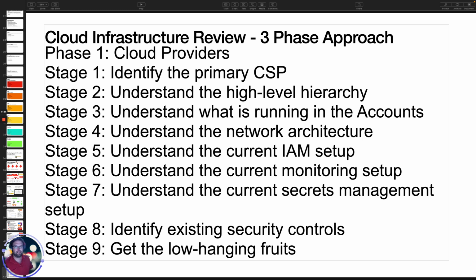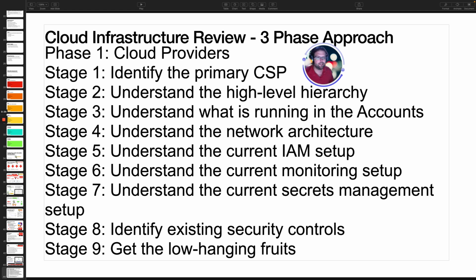So first, when we start these things, we want to understand who is the cloud service provider, and we want to understand who is the primary cloud service provider that we are going to be working with. There's a whole lot of flavors, so make sure you ask the right questions and then write that down in a nice documented way. Then we want to move in and understand that high level hierarchy.